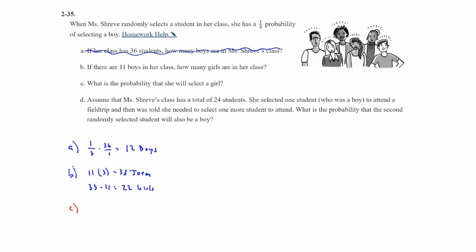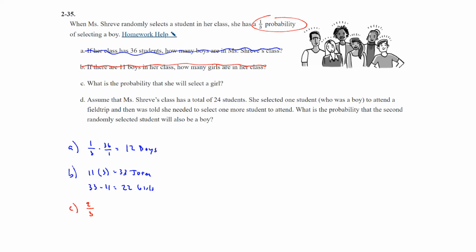What is the probability that she will select a girl? Once again, ignoring the things from above. If it's still a 1/3 probability of selecting a boy, then the probability of selecting a girl is 2/3. That's what's remaining from the 1/3.